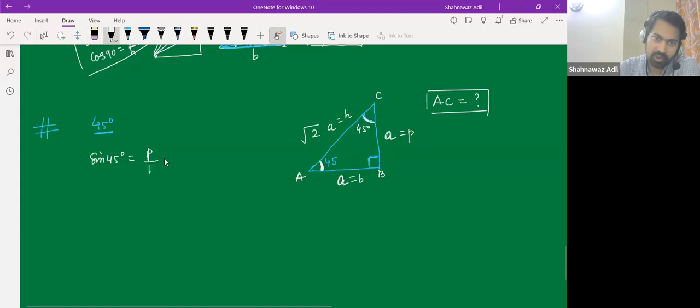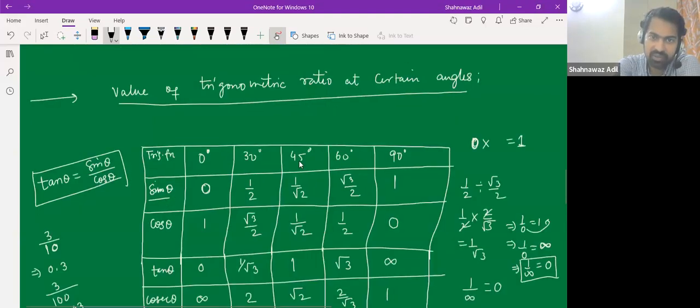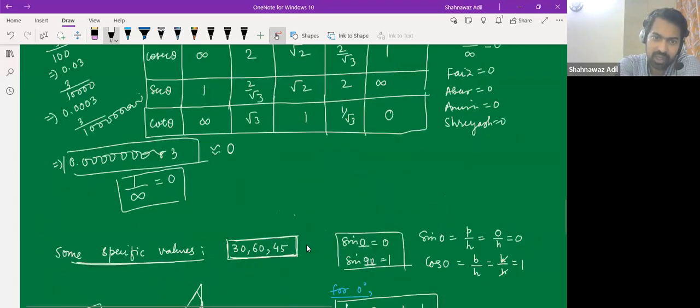So what is the perpendicular here? A. And what is the hypotenuse? Root 2A. A cancels, and what do you get? Sine 45 is 1 by root 2. So this is how you get your sine 45 degree, right? So sine 45 is 1 by root 2. Clear? Yes, sir.